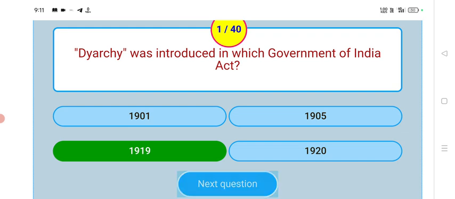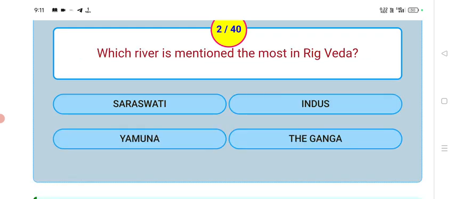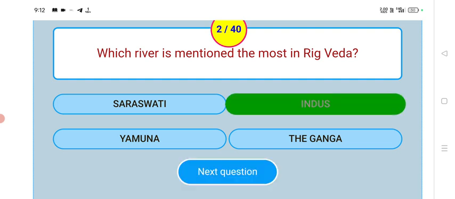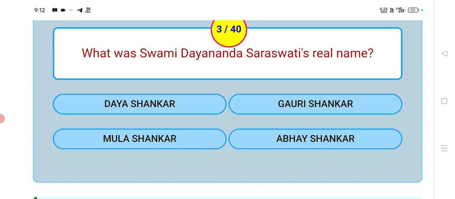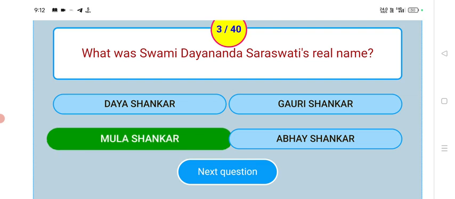Next, which river is mentioned the most in Rigved? Answer, Indus. Indus river is mentioned the most in Rigved. Next, what was Swami Dayananda Saraswati's real name? Answer, Mula Shankar. Mula Shankar was Swami Dayananda Saraswati's real name.